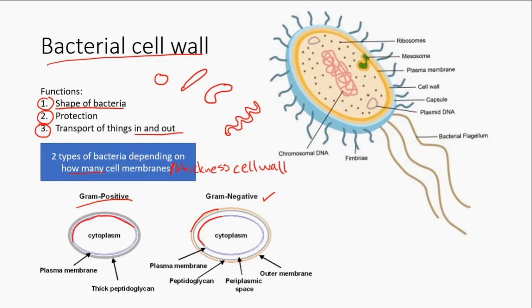So let me just repeat that. A gram-positive bacteria has one inner cell membrane, and surrounding it is this thick bacterial cell wall. A gram-negative bacteria has an inner cell membrane, an outer cell membrane, and in between them lies a thin cell wall.